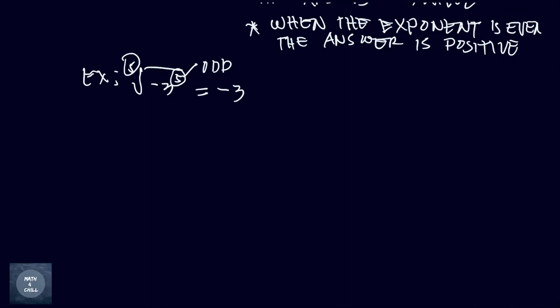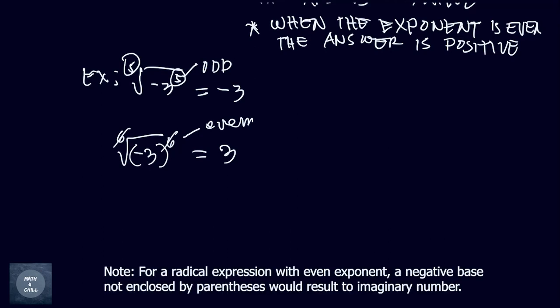So kung ang iyahang exponent is even, for example natay the sixth root of negative 3 raised to 6, makancel na siya, makancel. Since even na siya, even ang iyahang exponent, ang final answer is positive 3. Diba? Mauna siya ang bantayan. So, that's all for today.